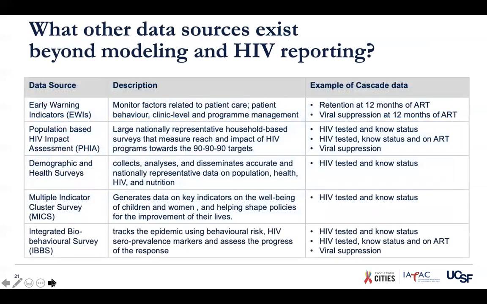All right, so what other data sources exist besides modeling and HIV reporting? Well, we have early warning indicators. This could look at, for instance, retention at 12 months or viral suppression. The PHIA surveys, which are large nationally representative household-based surveys that actually measure this directly in an overall population. The demographic and health surveys, very similar, where there's national level HIV testing. The multiple indicator cluster surveys, which generate data on key indicators in the well-being of children and women, and help shape policies for the improvement of their lives. And then the integrated biobehavioral surveys, which can be used in any population, but have been heavily used in key populations.